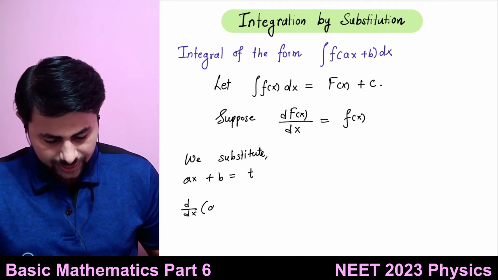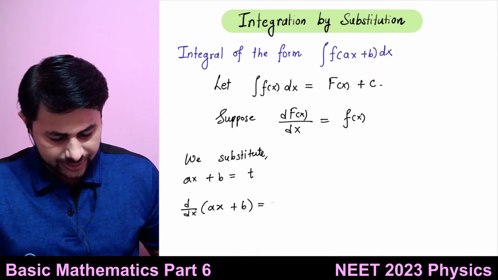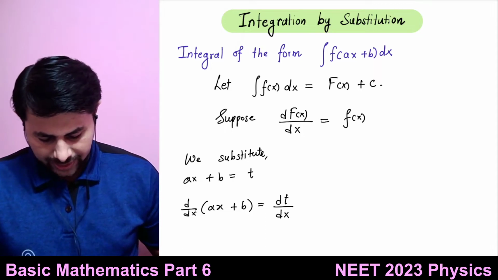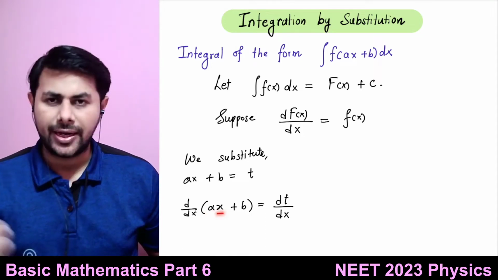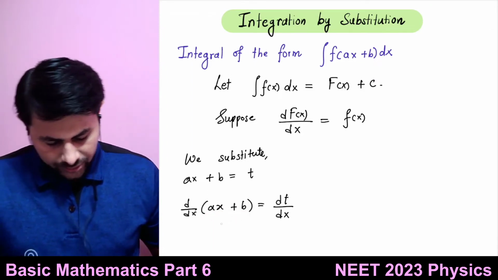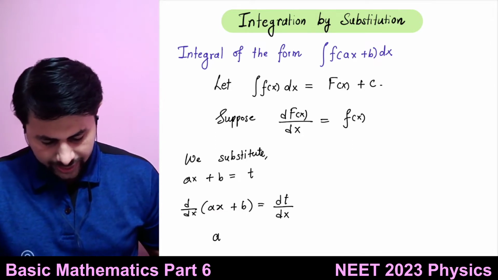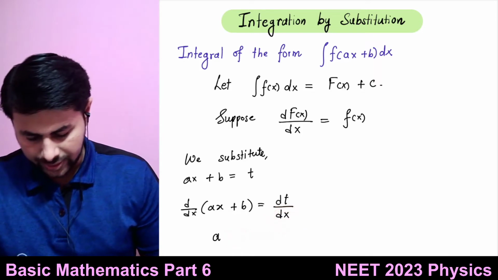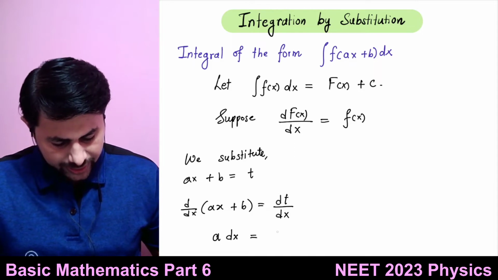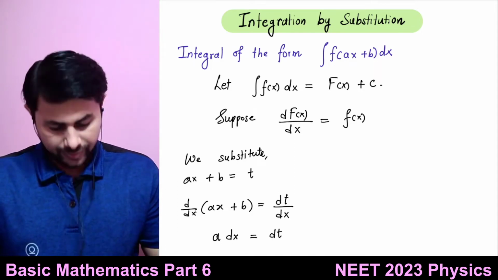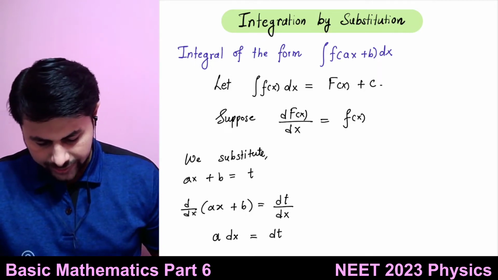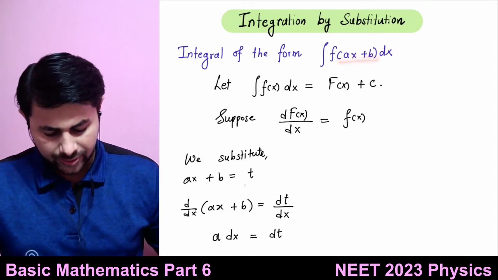If you take d by dx on both sides, here it's ax plus b, on the right hand side it's t, so you get dt by dx. And then on the left hand side you will get a, since the derivative of x with respect to x is 1, so you get a here, and the derivative of b is 0. So you get a, and then you can take this dx to the left hand side. You write it in differential form: a dx on the left hand side, and dt on the right hand side, right?